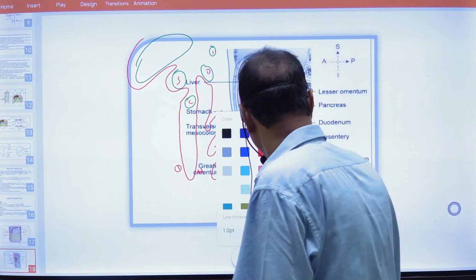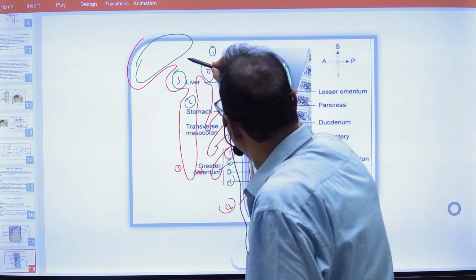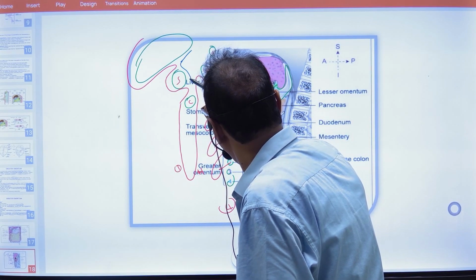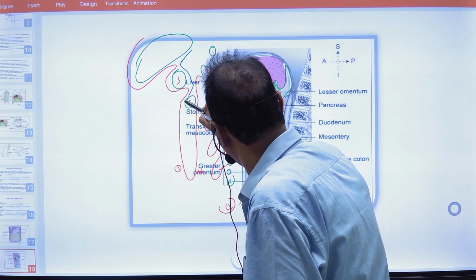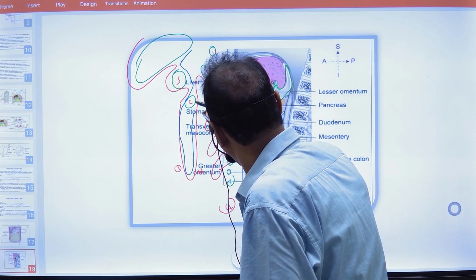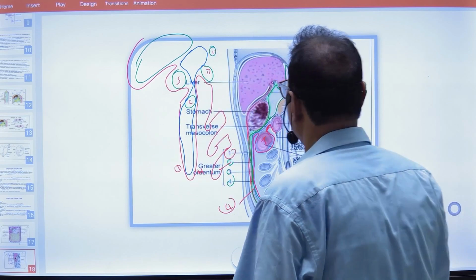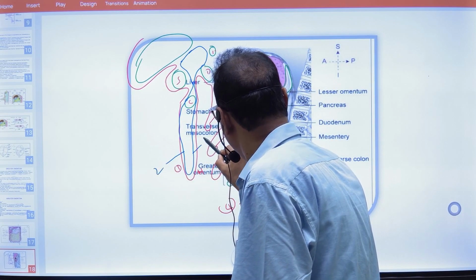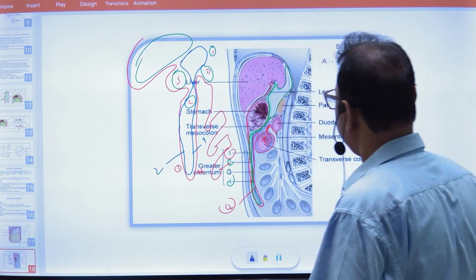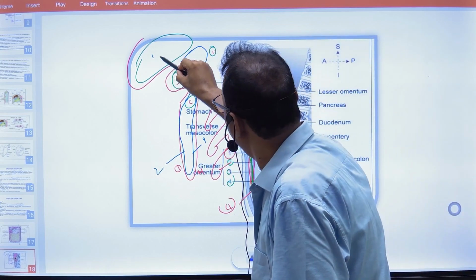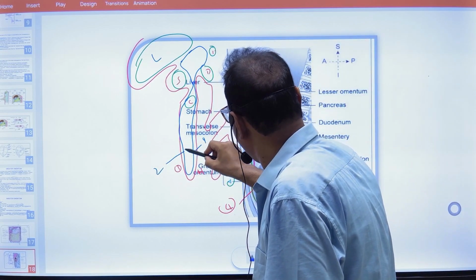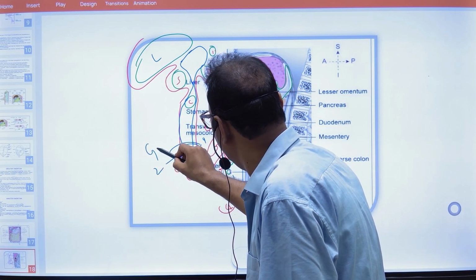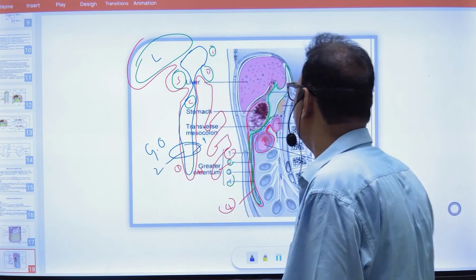Next we have the second layer and the third layer. The second layer will come from here and go like this. This one is the fourth layer. We have the liver over here. The first, second, third, and fourth layers combine together to form the greater omentum.